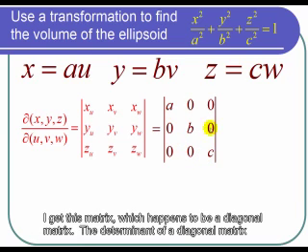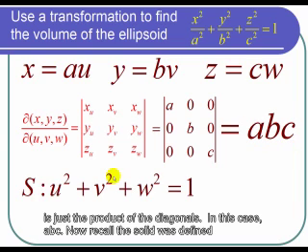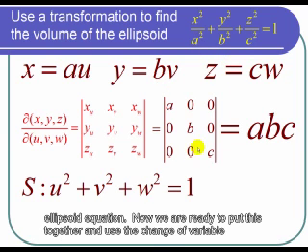So I get this matrix, which happens to be a diagonal matrix. And the determinant of a diagonal matrix is just the product of the diagonals, or in this case, abc. So now recall the solid was defined as u squared plus v squared plus w squared equal to 1. That's what happened after we performed the substitution in this ellipsoid equation.